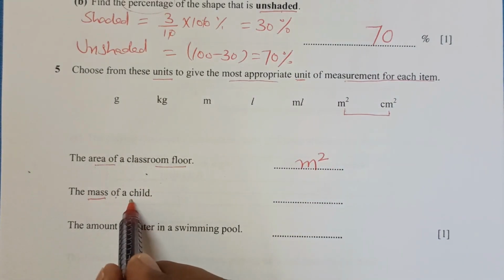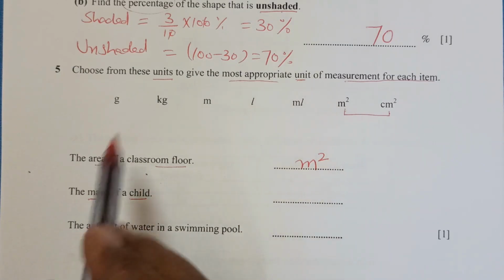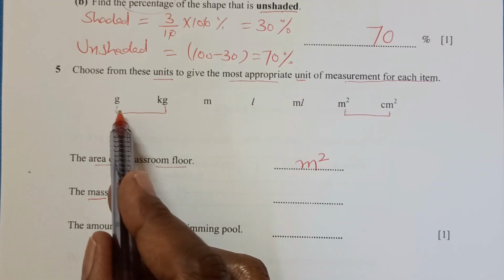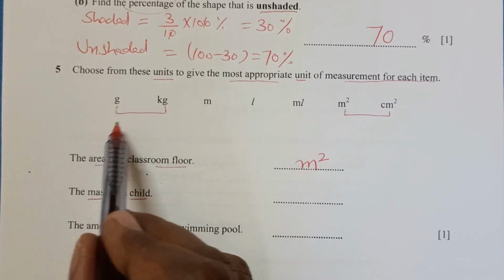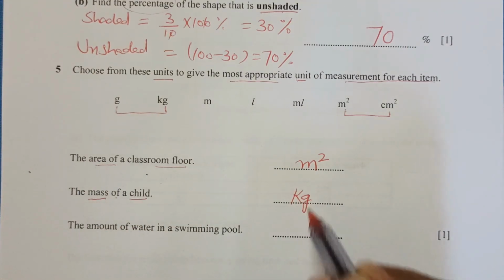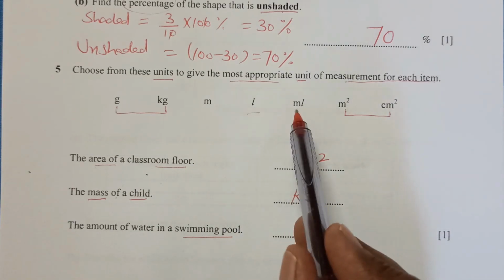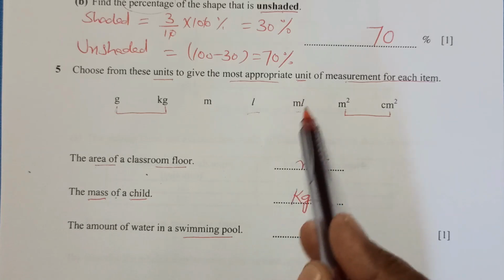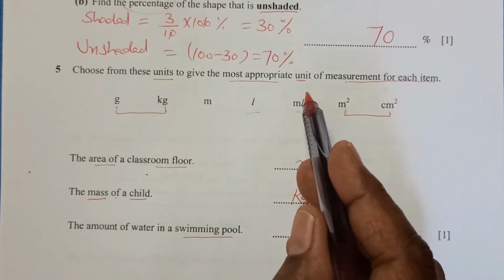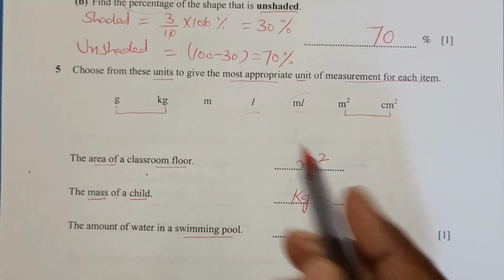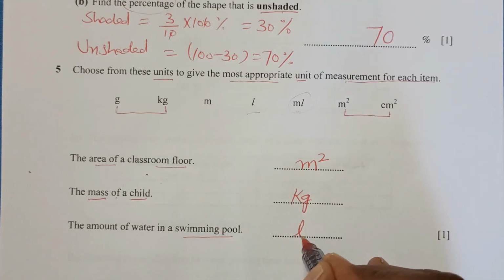Then mass of a child. Mass will be in grams or kilograms, so one out of these. For a child, grams are used for the smaller units, so here you will go with the kilograms. Next, the amount of water in the swimming pool. The amount of water can be in liters or milliliters. Milliliter is a very small unit used for very small amounts. Now the amount of water in a swimming pool will be measured in liters.